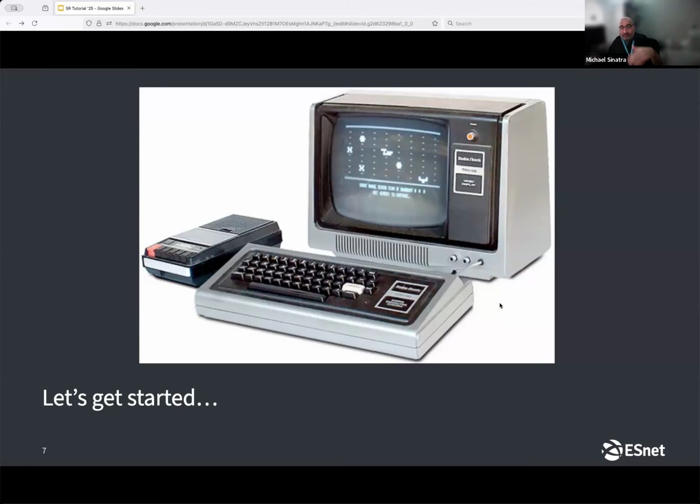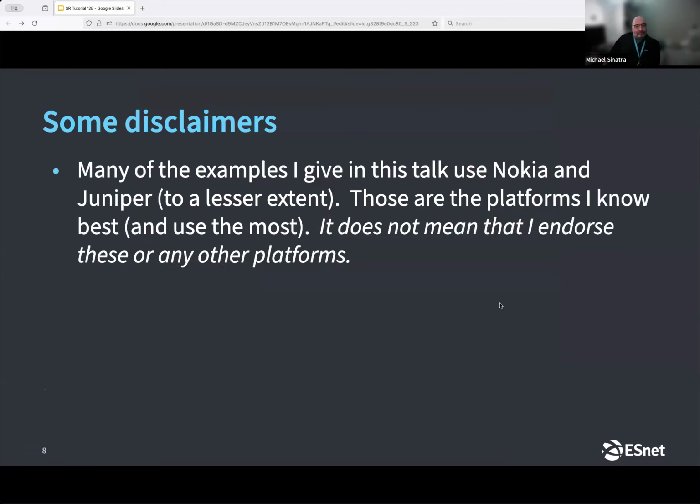This was my junior high version. My junior high had these old TRS-80 Model 1. So we'll try to get to the Model 3 later, and then we'll move on. But right now, we're just going to start with the baby steps of getting segment routing going.